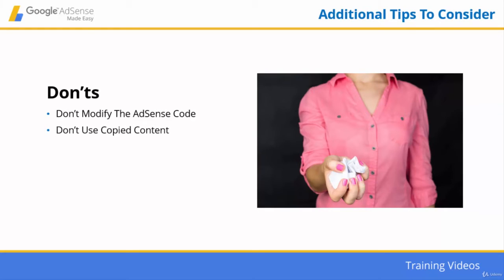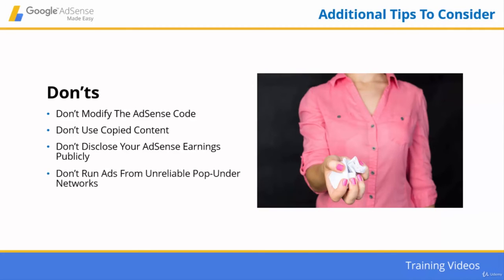Don't use copied content. Google reviews your site on a frequent basis, so make sure to only update it with original content. If you need to use someone else's content, make sure to repurpose it with your own words and to quote the original authors and sources. Don't disclose your AdSense earnings publicly. It is strictly forbidden by Google to disclose your AdSense earnings to third parties, so make sure you don't brag or write about them.